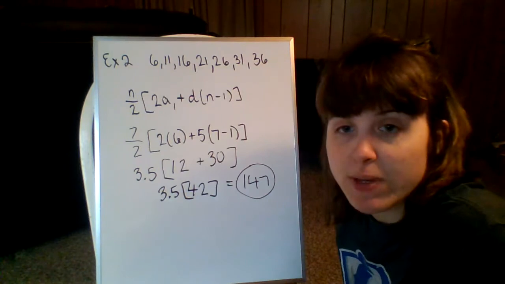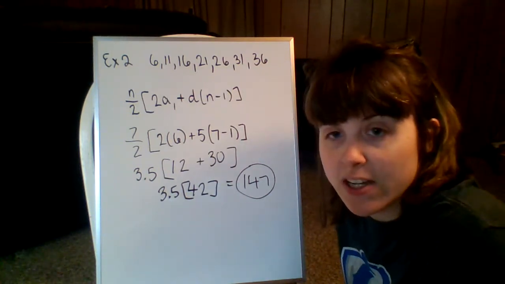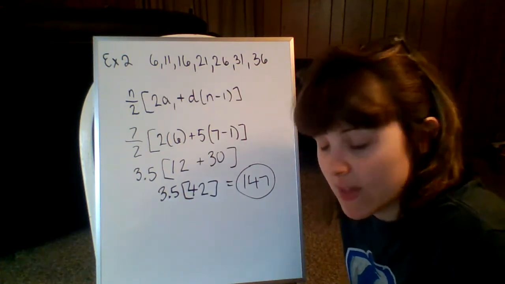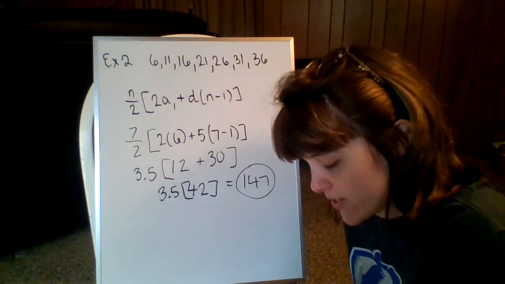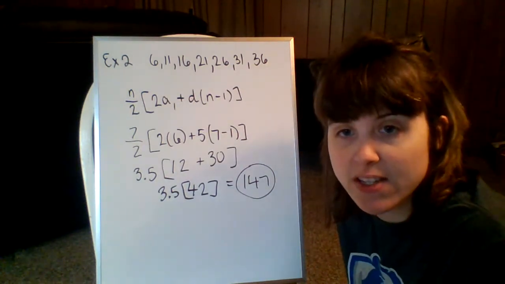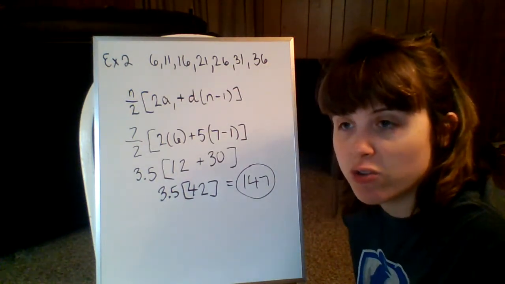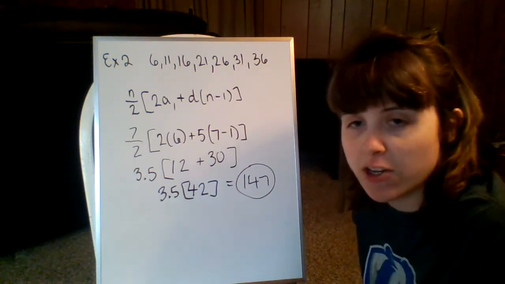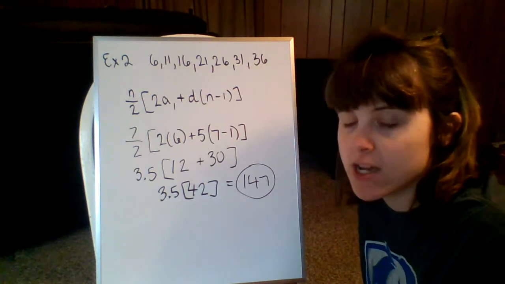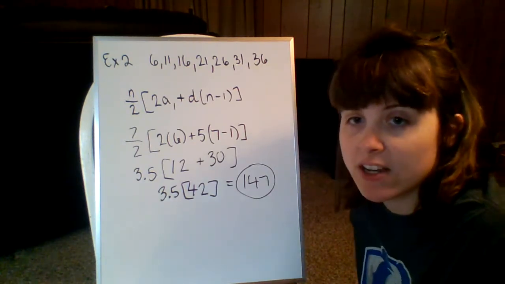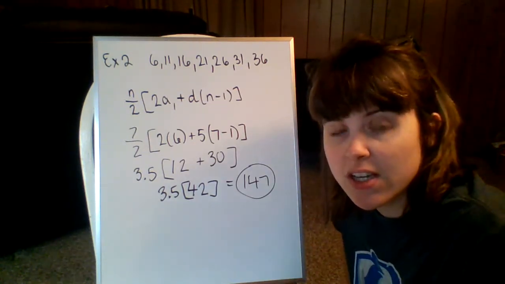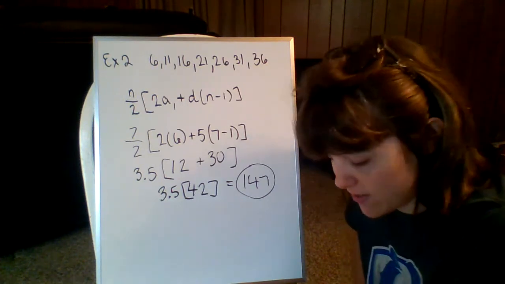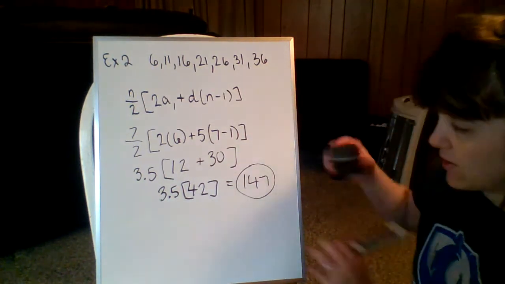Alright, so those are arithmetic series. That's when you add an arithmetic sequence. Next, we're going to talk about geometric series. So geometric series, if you had something like 2, 4, 8, 16, you're multiplying by 2 each time to get the next number. And if you were to add those, it would be a geometric series.